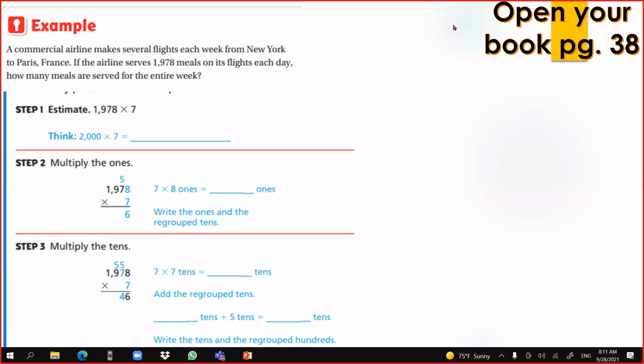Here, what you have to do is estimate 1,978. When you estimate it, the answer is 2,000. Now, 2,000 multiplied by 7: write the 3 zeros, and then multiply 7 times 2, and the answer is 14. So what does it mean? It means that my answer could be close to 14,000. If I solve it mentally, my answer is 14,000. Now let's start multiplying 1,978 by 7.